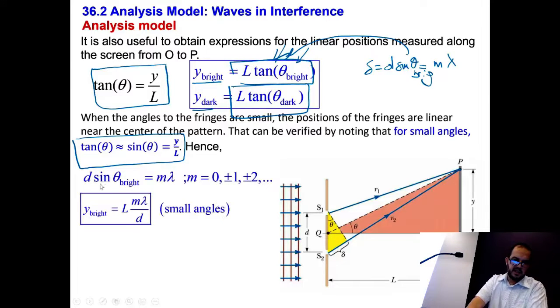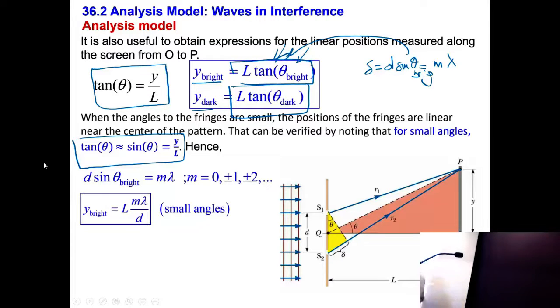since d sine theta for a bright spot is equal to m lambda, we can replace tangent theta by sine theta and solve for y. So the position for a bright spot is equal to L m lambda over d. So this is the position of the bright spots for a small angle theta. This is why I put a small angle. This is only valid if you have a small angle theta. If angle theta is 30 degrees, then you would not be able to use it. But you will see that even for 30 degrees, it's a pretty good approximation.